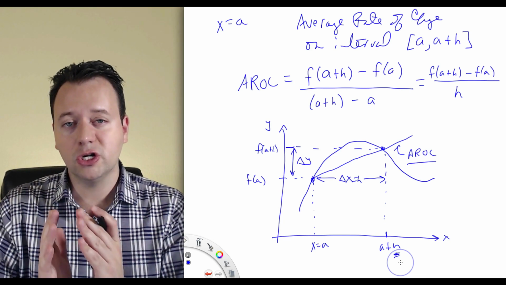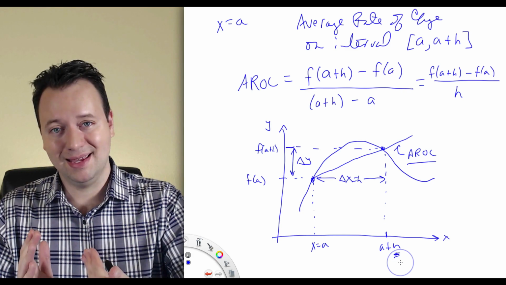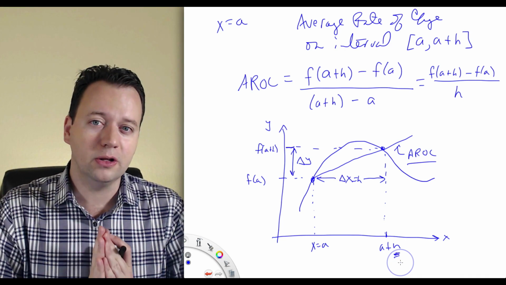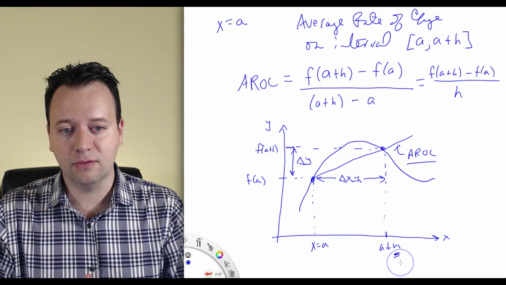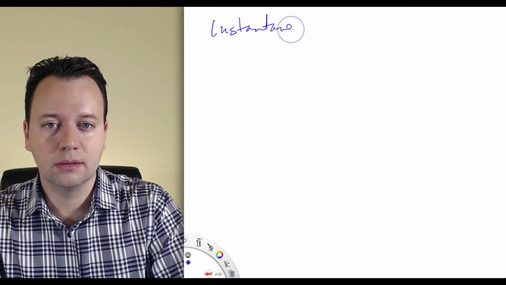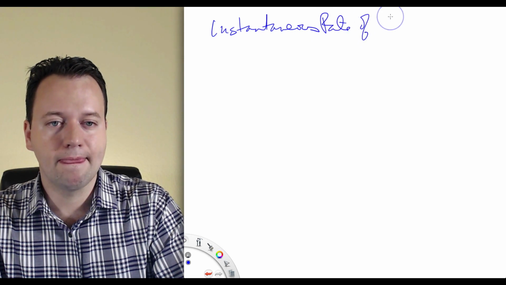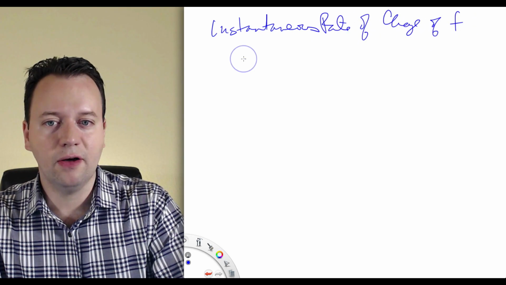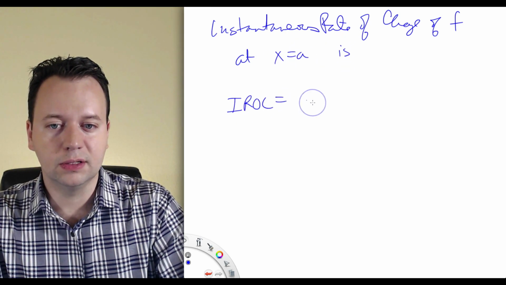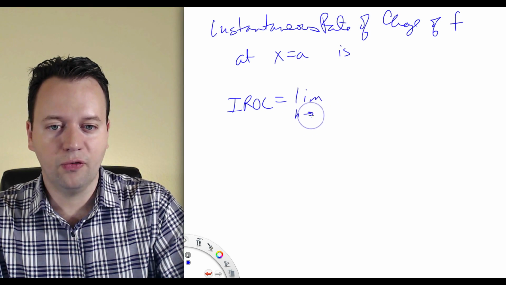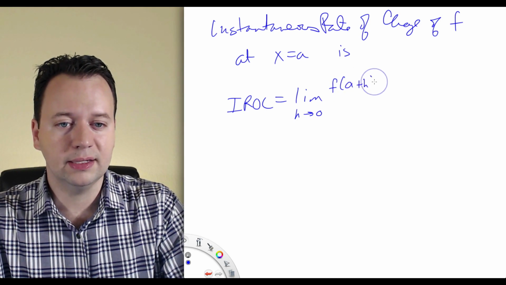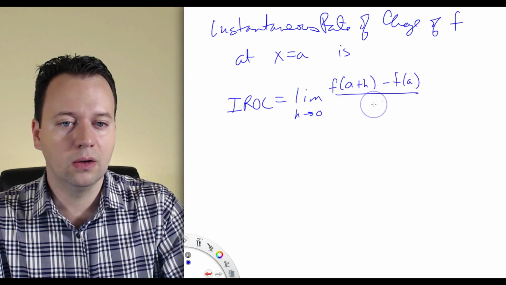Because for each value of h, I have an average rate of change. And then in the limit, as h goes to 0, I'm basically computing the average rate of change over a smaller and smaller interval, and therefore it's going to approach the instantaneous rate of change. So we can say that the instantaneous rate of change of the function f at the point x is equal to a is given by, and this is a little bit more formal definition than what we saw earlier, the limit as h goes to 0 of f of a plus h minus f of a over h.